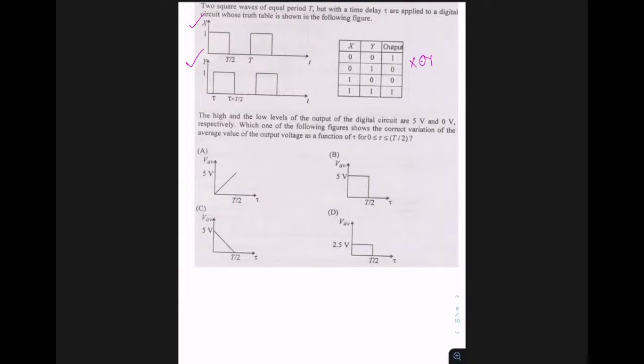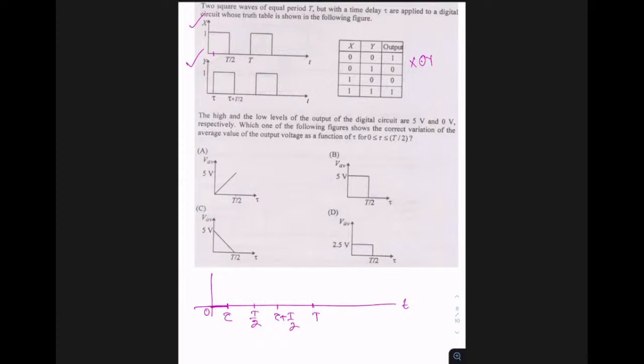So what we can do is, I'm taking an axis. Here this is 0, and this is the time axis. Then I'm taking a point tau, then a point T by 2, then a point tau plus T by 2, then a point T. Okay, like this. So between 0 to tau, this is 1 and this is 0. 1 XNOR 0 is 0.